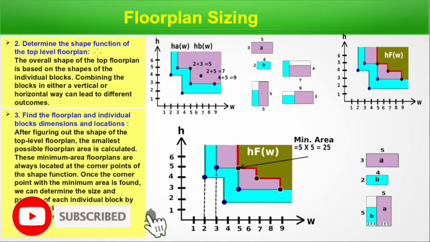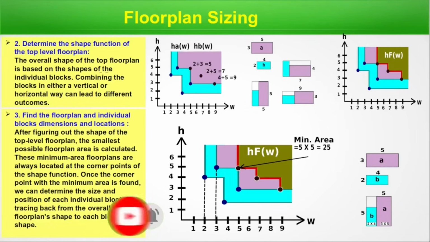So determine the shape function of the top level floor plan. The overall shape of the top floor plan is based on the shapes of the individual blocks. Combining the blocks in either vertical or horizontal way can lead to different outcomes. There we saw vertical positioning. Now it's horizontal positioning, that is side by side. It's coming side by side.